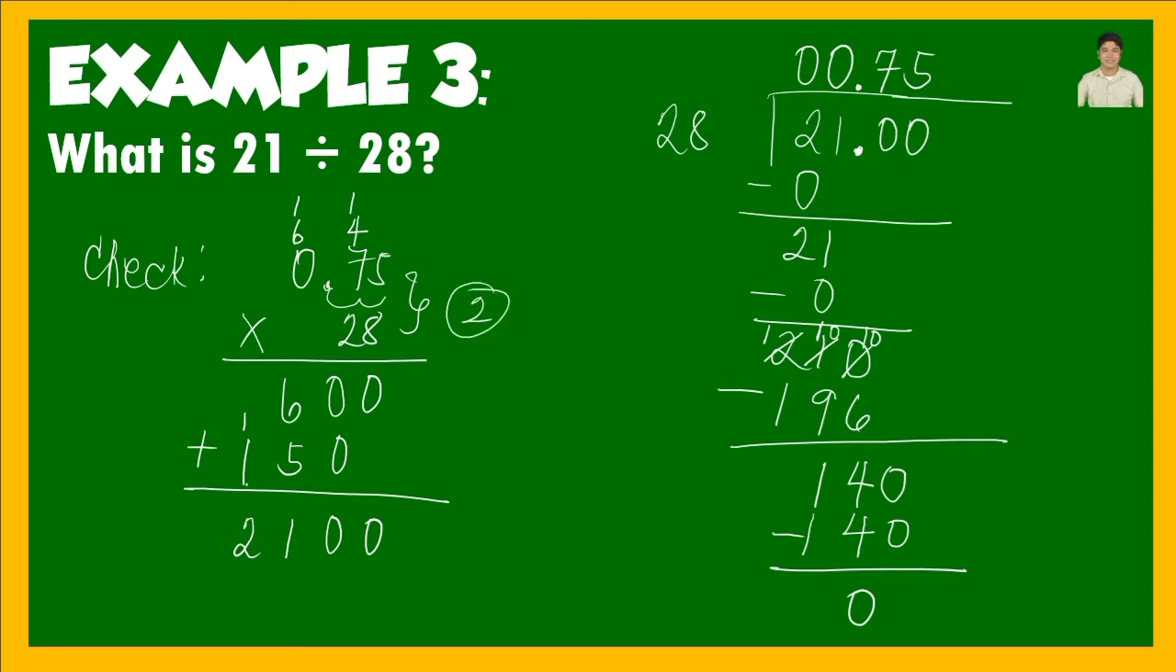So, mag-move tayo ng 2 decimal places to the left. 1, 2. So, we have 21. So, therefore, 0.75 or 75 hundredths is correct. So, pwede rin namang tanggalin natin yung isang 0 dito, ayan, for as long as yun naman yung sagot natin, 75 hundredths.